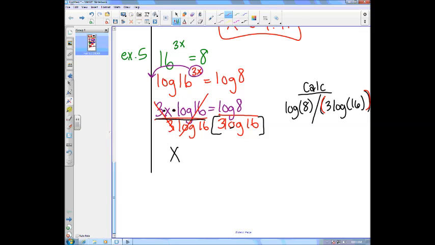Type in exactly how it's written here. Log, it gives you the parenthesis, then you go 8, close the parenthesis, divided by parenthesis 3 log. It inserts the first parenthesis for you. Then you conclude with 16 and double parenthesis.